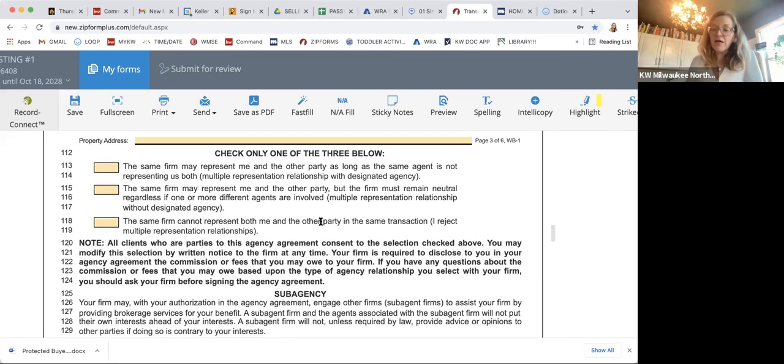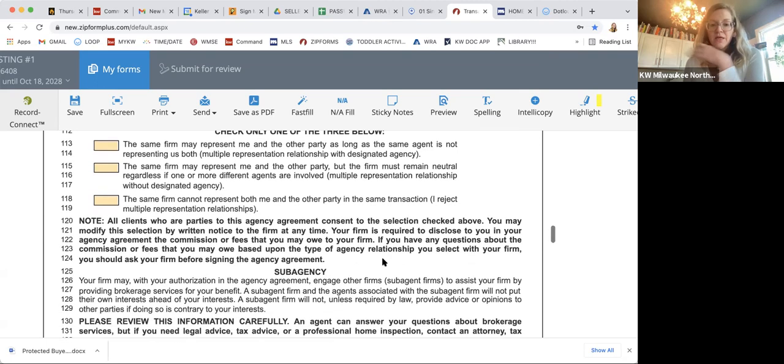So if you're explaining this well, there should be no reason why an agent or a client would not consent to multiple representation with designated agency. That is how it would be working if it was a co-broke agent who brought the buyer client. And we're hoping that, as Keller Williams agents, we are selling each other's listings, right? So, any questions on multiple representation?